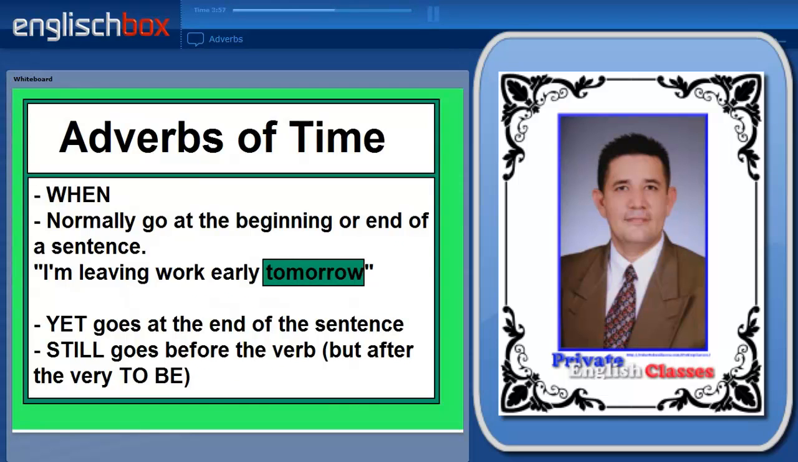So let's begin by looking at adverbs of time. Adverbs of time are used to respond to questions with when. They normally go at the beginning or at the end of the sentence. So you could say, tomorrow I'm leaving work early, or I'm leaving work early tomorrow. Some exceptions are yet, which goes at the end of the sentence, and still, which comes before the verb and after the subject, or after the verb to be. So you would say, I'm still at work, for example.